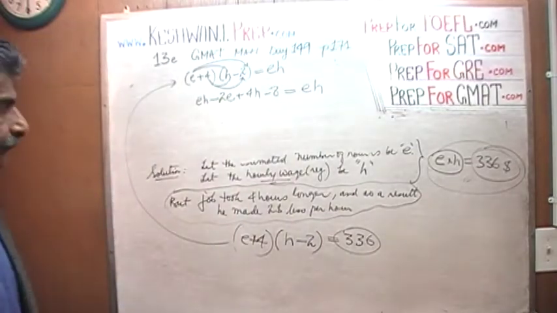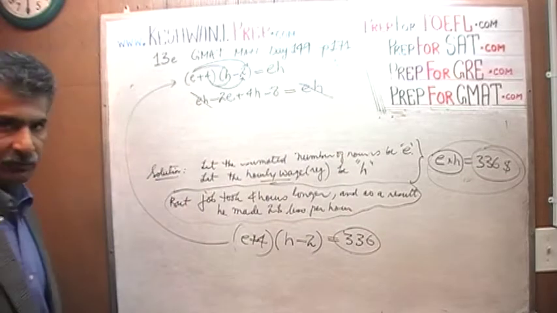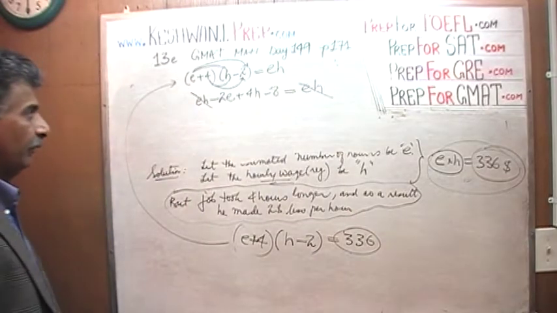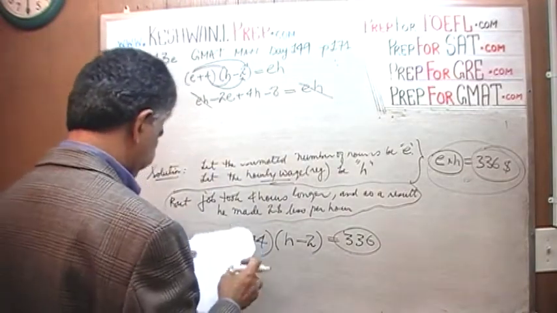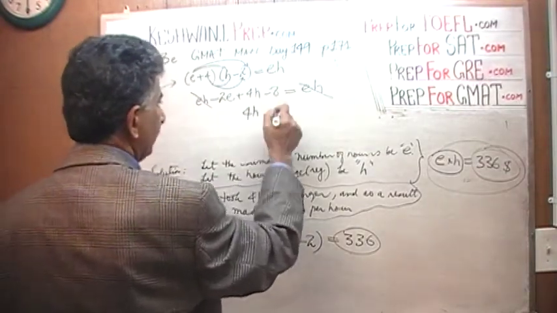With me so far? I see e times h, I see e times h over here. That, if you subtract that quantity from both sides, will drop out. Let's bring the 4h, let's keep it here, and let's bring the 2e to this side.